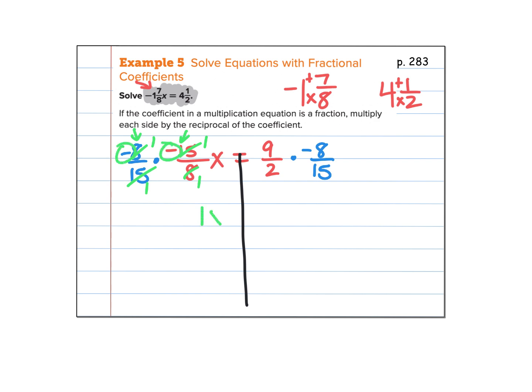So I'm left with just 1x. Now on the other side, I actually need to multiply. Now we could just go straight across. I'll do this one going straight across. So 9 times -8 is -72, and then 2 times 15 is 30.